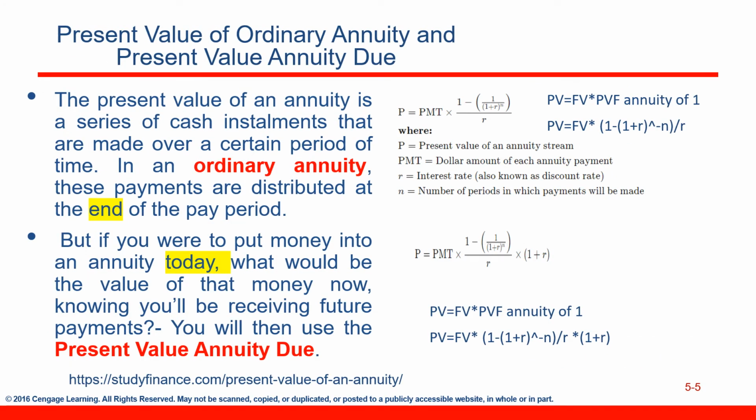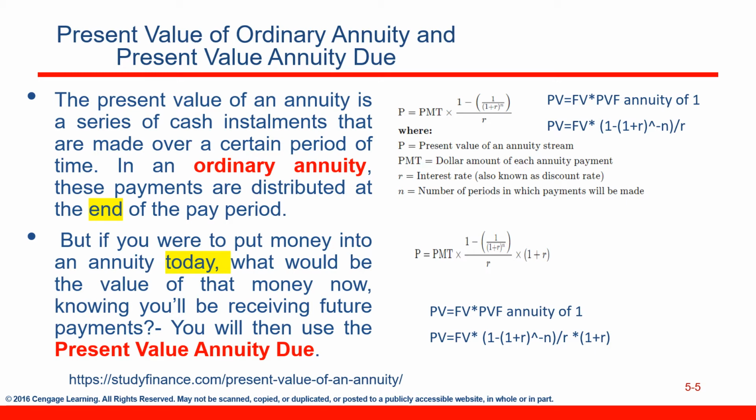Now let's go to the present value of ordinary annuity and present value of annuity due. Just like the future value ordinary annuity and future value annuity due, this is installment type. Okay, so cash installments that are made over a certain period of time. In an ordinary annuity, the payment is made at the end of the pay period, while in the present value annuity due, the payment is received or paid immediately, so today. Meaning to say, you pay it today. Okay? So that's the essence of it.